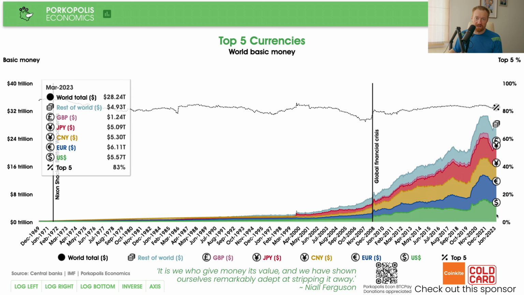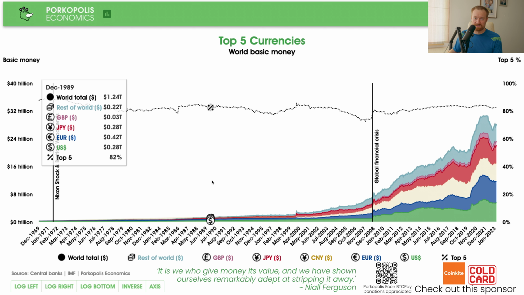top 5 out of 50 currencies. So the top 10% of currencies make up 80% of the value. You can see there the dotted black line, 80% of the value. It's been more or less consistent, actually, of the data set.